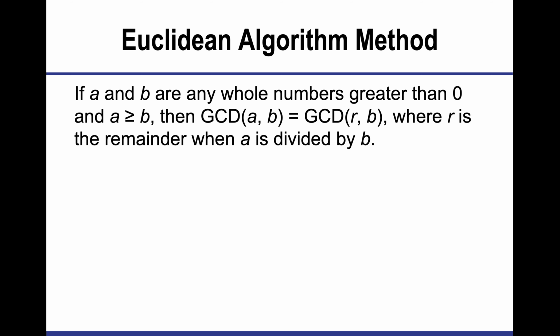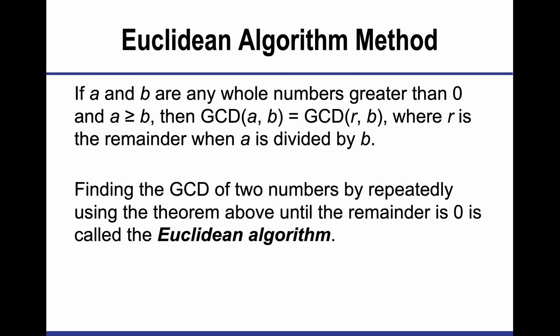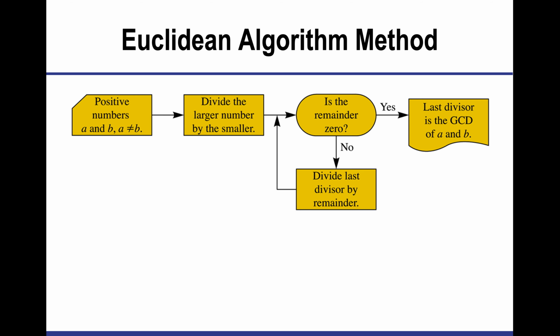If A and B are any whole numbers greater than 0, and A is greater than or equal to B, where R is the remainder when A is divided by B. So what does all that mean? Let's look at what that actually means. Finding the greatest common divisor of two numbers by repeatedly using the theorem above until the remainder is 0 is going to be the Euclidean algorithm. So I'm just going to keep working on getting those divisions done, and then looking at whether there is a remainder when I do those divisions.